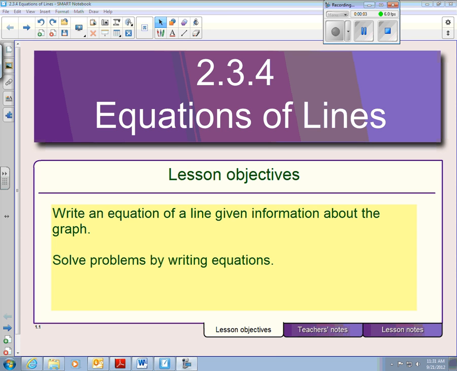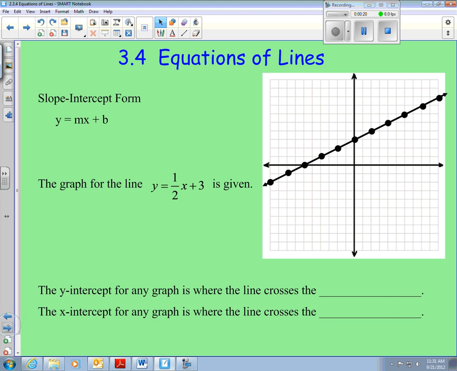Class, we're in our second unit in Chapter 3, Section 4, which is equations of lines. If you remember, we covered equations of lines extensively last year in algebra, so we're going to jump right into it. Our objectives today are to write an equation of a line given information about the graph, and to also solve problems by writing equations.